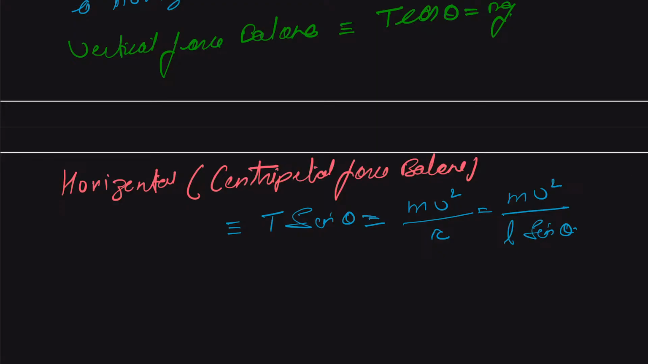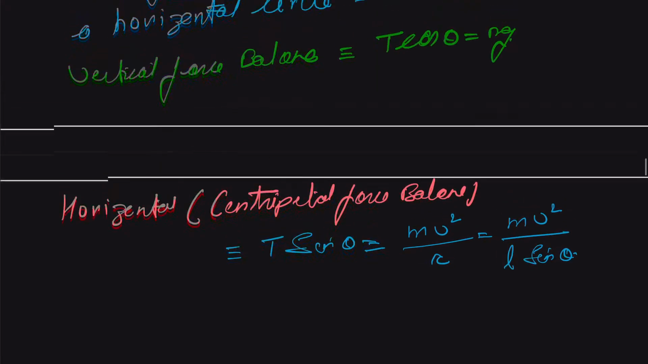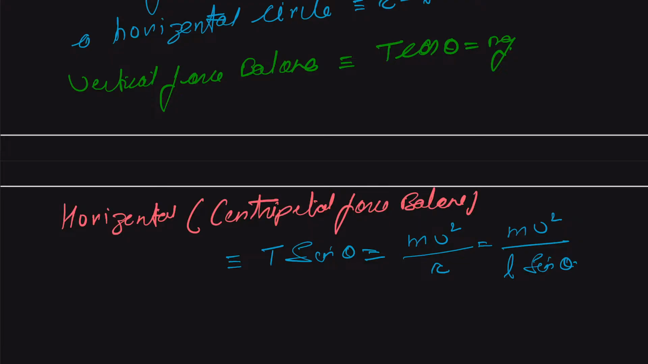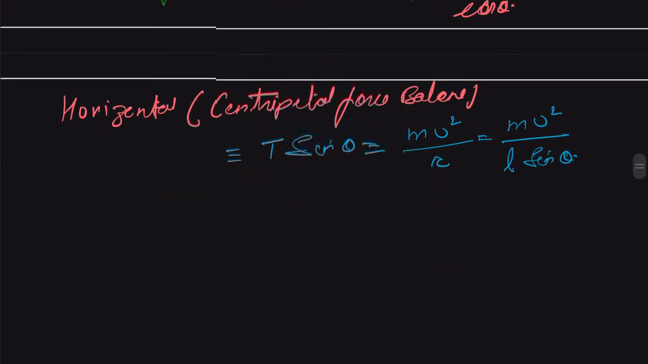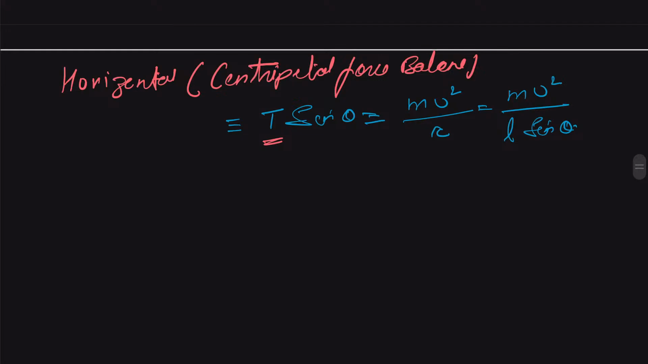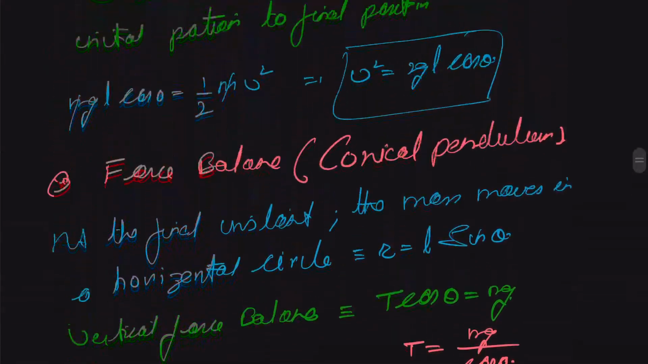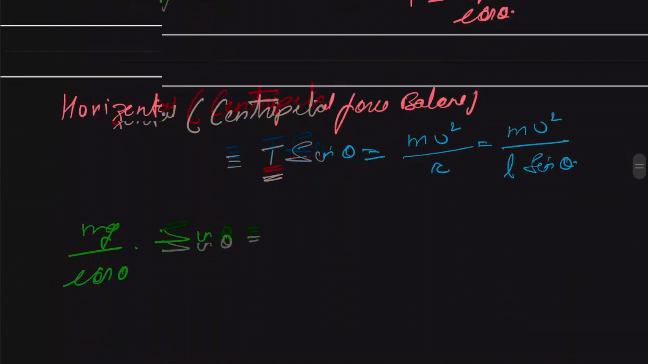And from here it is quite easy. We are going to eliminate our tension T as well as V. So we can write from here that tension T is equal to mg cos of theta. So we substitute here and we get mg cos of theta sine of theta, and v we already calculated is 2gl cos of theta.